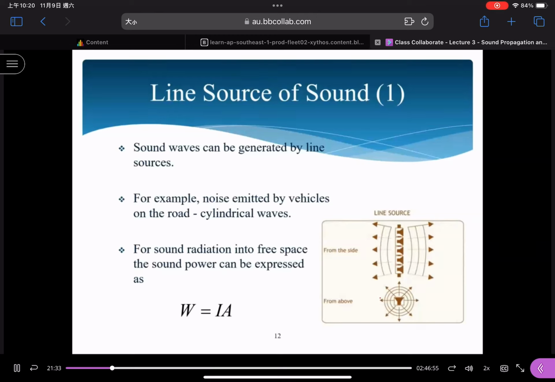We start from the same principle. W is equal to IA. W is sound power, I is intensity, A is the area. But in this case, when we consider this a line source, the surface area is not equal to 4 pi r squared, because when all these loudspeakers operate together, this is similar to a cylinder. So we call this a cylindrical wave. It is similar to a cylinder.